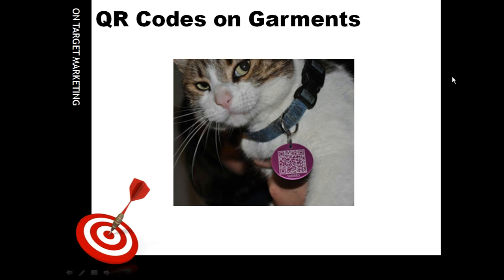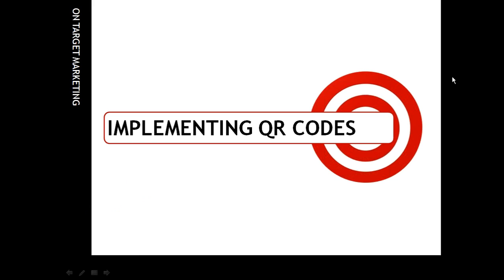This kitty cat has a QR code on his tag, and you know, he could actually link to where his family lives or the family's website, or he could link to a business. It's good to put your pets to work. Now we're going to talk about implementing QR codes.